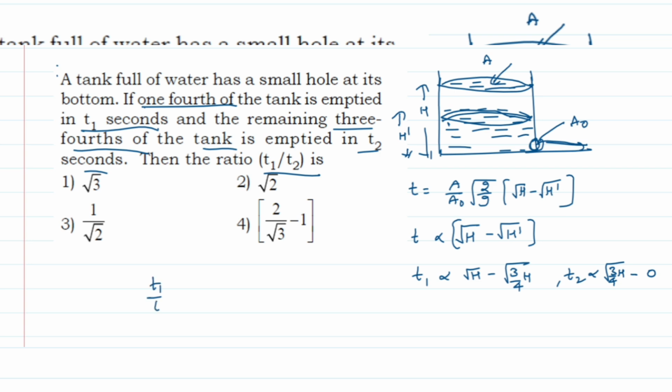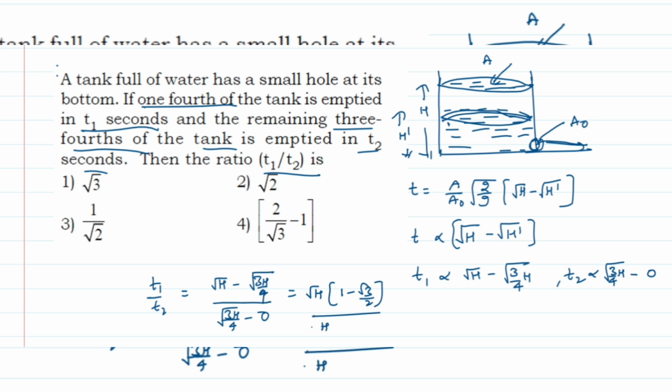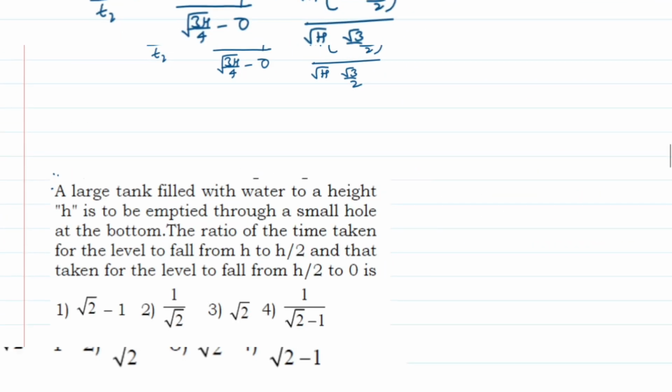Therefore T1 by T2 will be equal to root h minus 3h by 4 under root, by root over 3h by 4 minus 0. If we take root h common, this becomes root over 4, which is 1 by 2. So 1 minus root 3 by 2, divided by, again taking root h common, root 3 by 2. When you are simplifying this, root h you have to cancel.